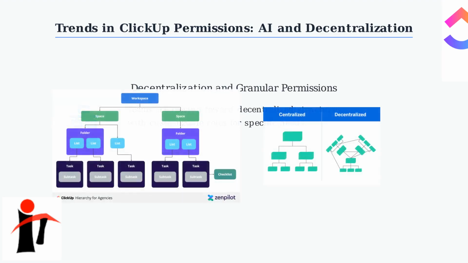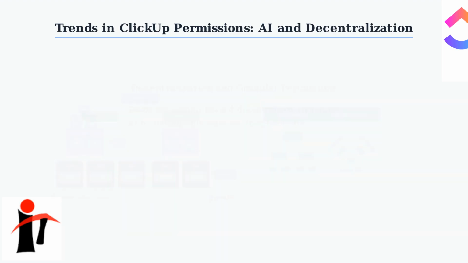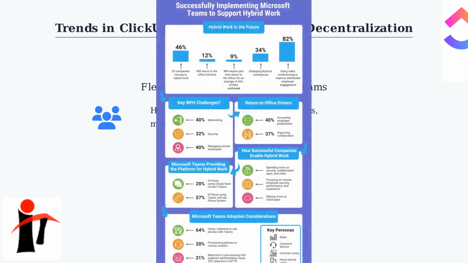Decentralization is another key trend, where granular permissions allow for highly customized roles tailored to specific team needs. This moves away from traditional top-down hierarchies toward more flexible, distributed control. For hybrid teams, ClickUp is favoring flexible guest roles that support remote and in-office collaboration. This approach reduces reliance on rigid hierarchies and improves productivity in distributed work environments, as shown by the growing adoption of video conferencing and collaboration tools.